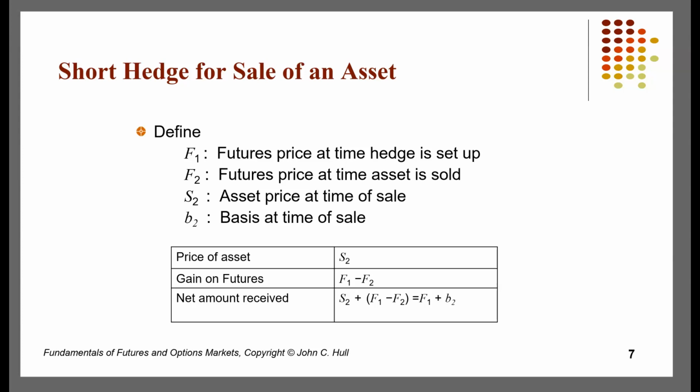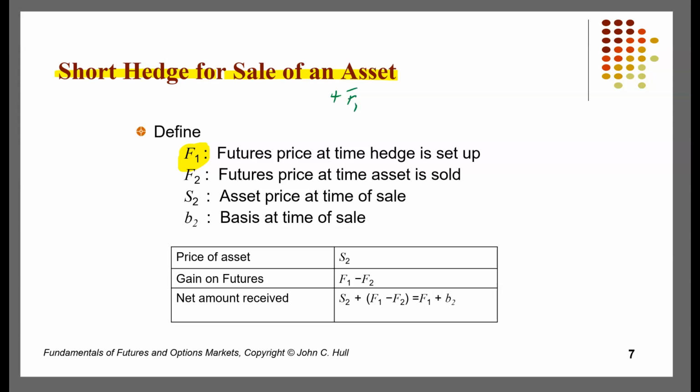Now the generalization of the short hedge is very similar. For the short hedge, you want to sell the asset in the future, and so you're constructing a hedge to lock in the price of that future sales price. You start with the short position, and that first futures price is going to be F1. Because it's a short hedge, we're essentially selling the underlying at some point in the future, which means that we're going to be receiving F1 for the underlying.